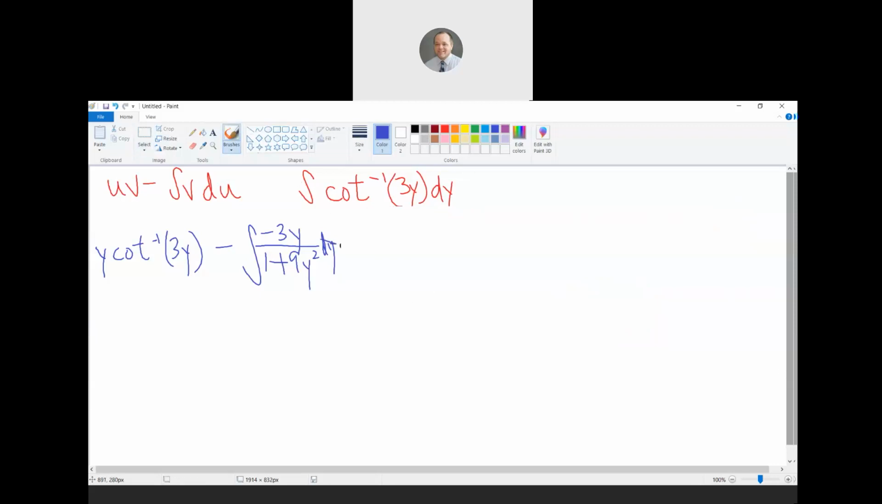All right, and that's dy right here, sorry. Now, before we integrate, we can move the negative 3 in front of our integral sign. And we already have a negative, understood to be negative 1 out there anyway. So that makes it a positive 3 times the integral of y over 1 plus 9y squared dy.